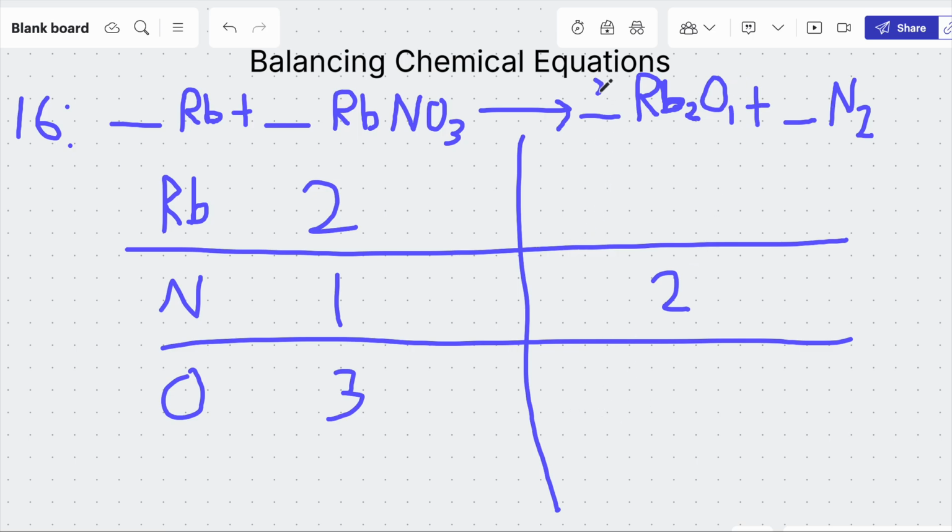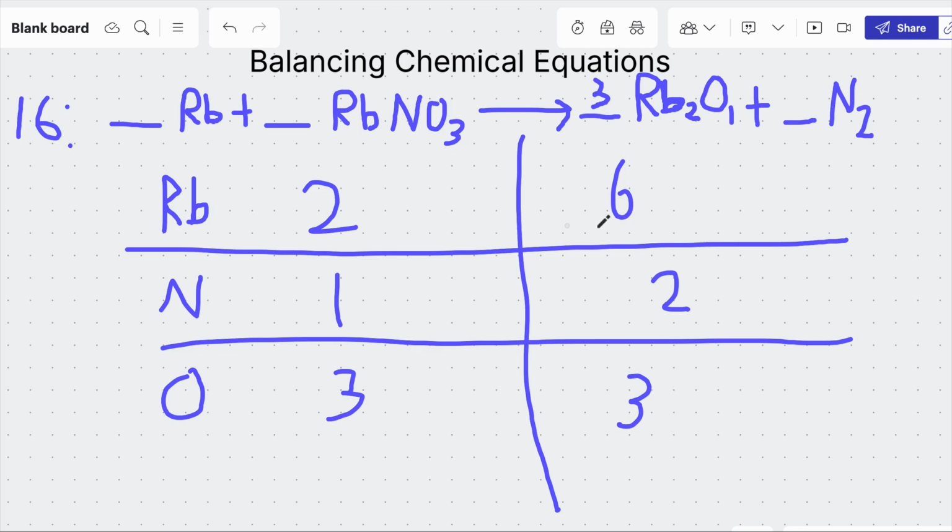In this case, it will be 3. 3 times 1 gives us 3 O's. Now that also changes our RBs. So we have 3 times 2 over here, which gives us 6 total. Now, you may notice that both our N's and our RBs don't add up. I'm going to fix our N's next.